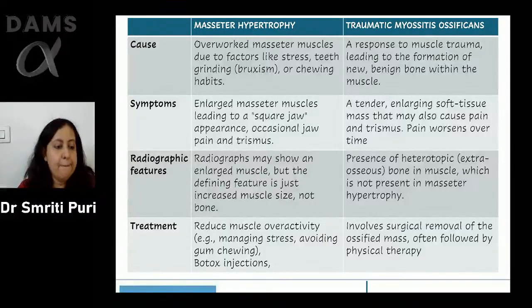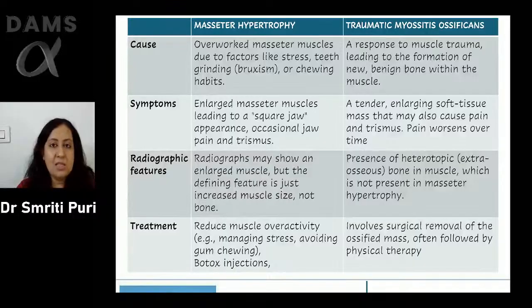So this would be a progressively enlarging swelling, alright, with pain which worsens over a period of time. Radiographic features in masseter hypertrophy would show enlarged muscle, an increase in muscle size. And in traumatic myositis ossificans, you see the word ossificans, you will see a presence of a heterotopic bone which would be growing within the muscle. Alright, so you will see a bone within the muscle.